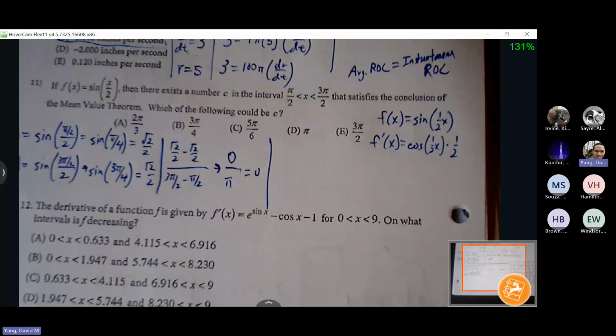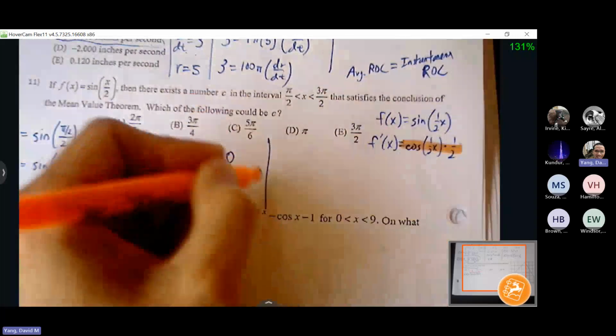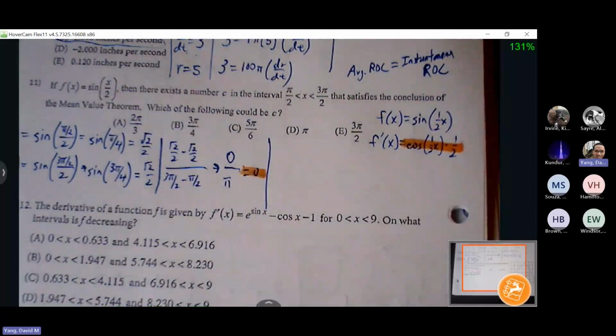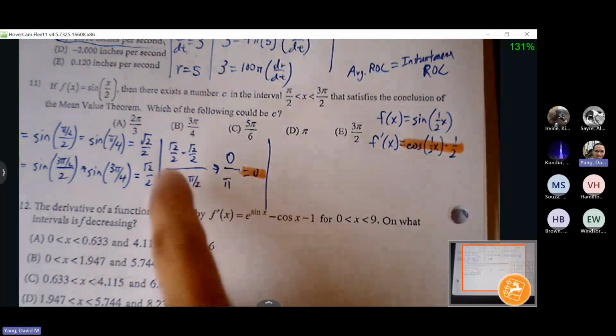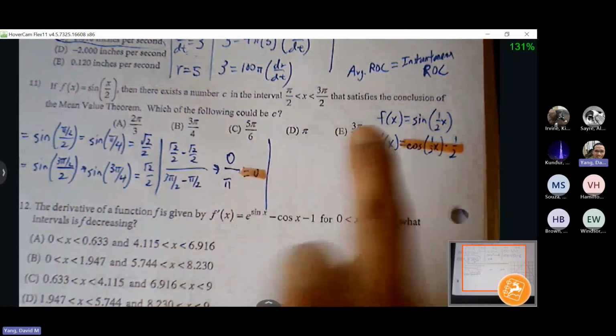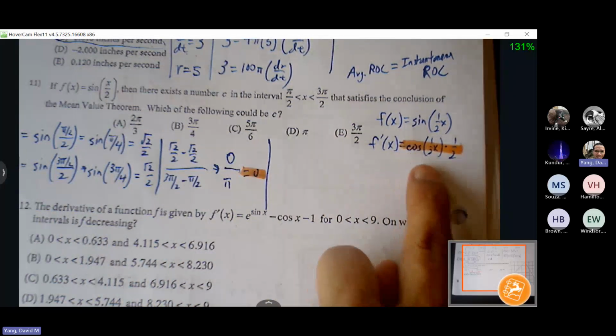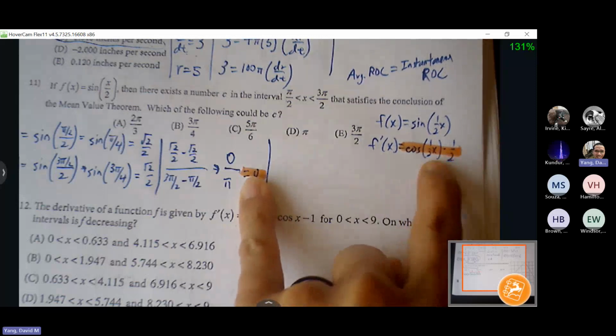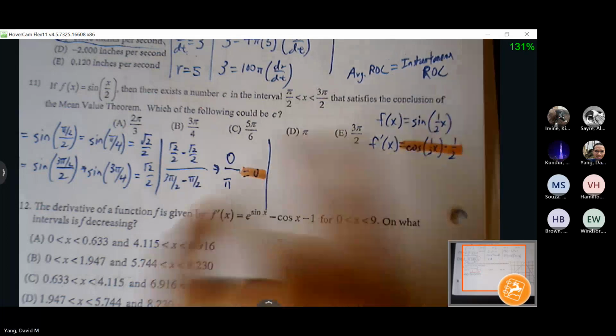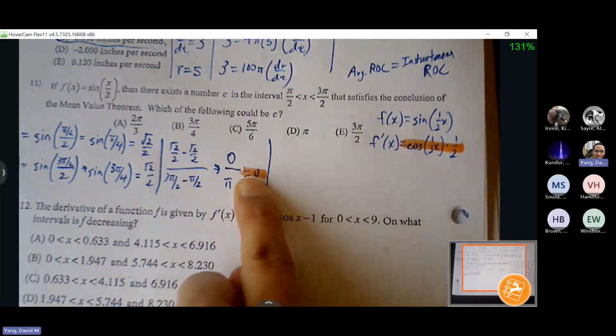So all we're doing with mean value theorem is we take the derivative, we take the slope between the endpoints, and we set them equal to each other. Basically it's saying that because the slope between the endpoints is 0, there must be a place on the curve where the slope is exactly 0. Mean value theorem can help us find that location where this guaranteed slope is going to occur.